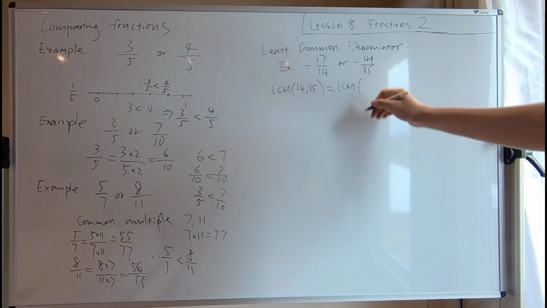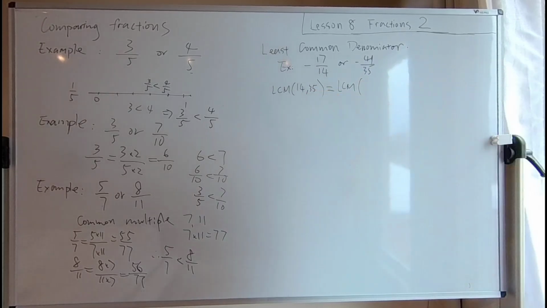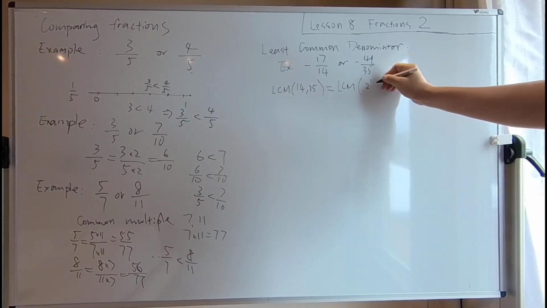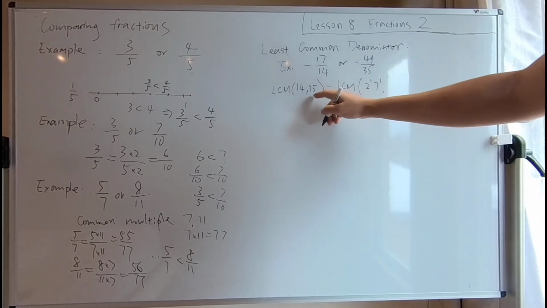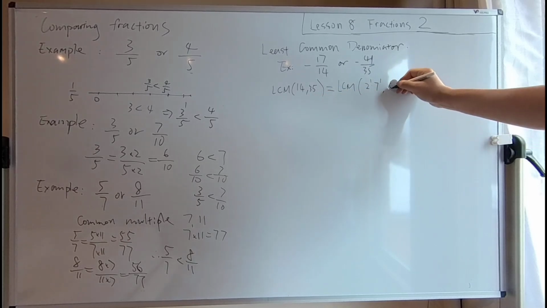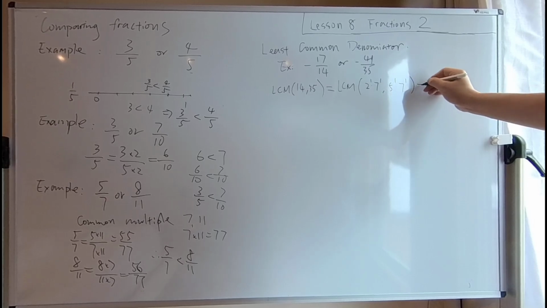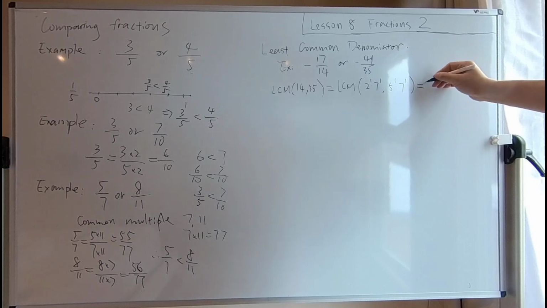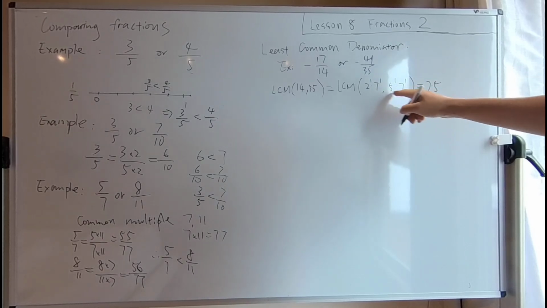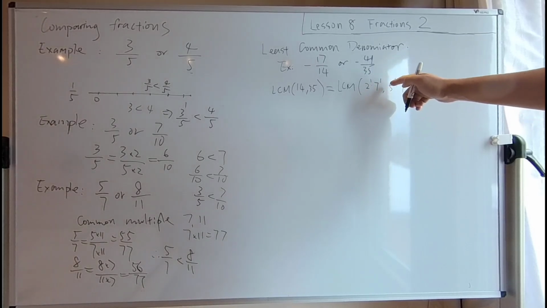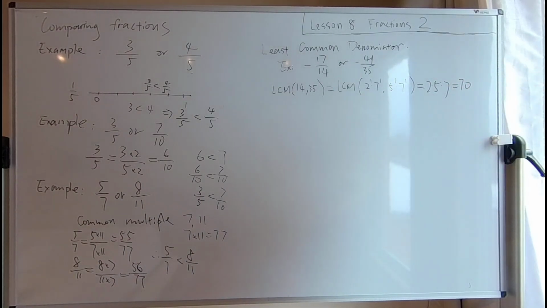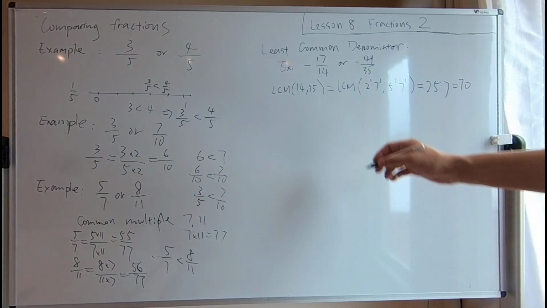If you still remember, to find the LCM of two numbers, I need to write them out as prime factorizations. So 14 is 2 times 7, so it's just 2 and 7. 35 is 5 times 7, so it's 5 and 7. So I have a factor of 2, a factor of 5, and a factor of 7. Each has the maximum power of 1. So it's 70. That's the LCM. That's the least common denominator.